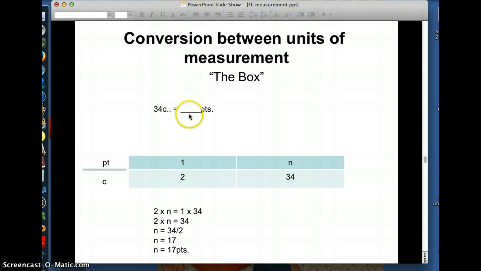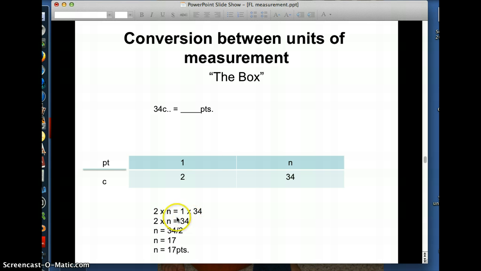All right, so 34 cups equals blank pints. Remember, your large unit goes on top, small unit goes on the bottom. 1 pint equals 2 cups. This came from the formula chart or from the big G. And then N is pints because I don't know pints for my problem. And 34 is cups because it comes from the problem. And then you cross multiply. That's where you get your equation, how you set them up with the equal sign. 2 times N equals 1 times 34.